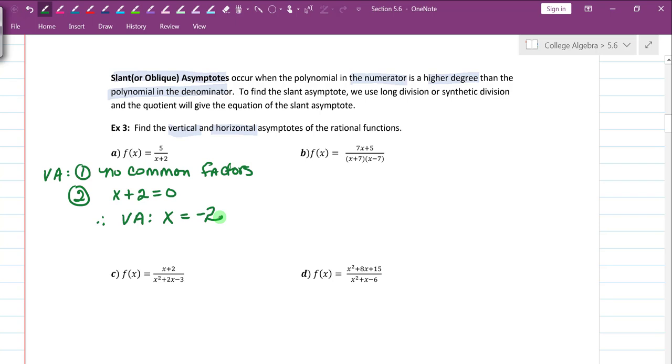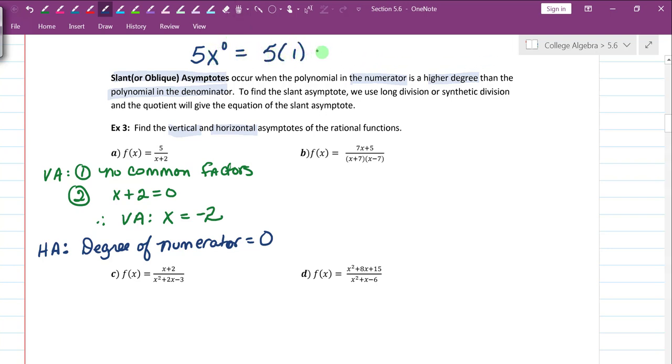Looking at our horizontal asymptote, we need to know what the degree of the numerator is. The degree of the numerator is equal to 0. Remember that 5 times x to the 0 power is the same thing as 5 times 1, which equals 5. So the degree of the numerator is 0.